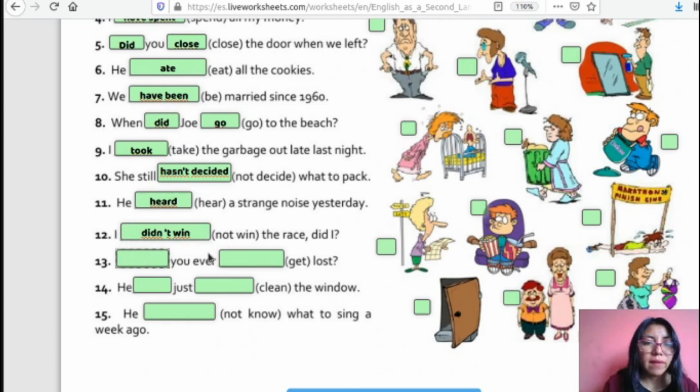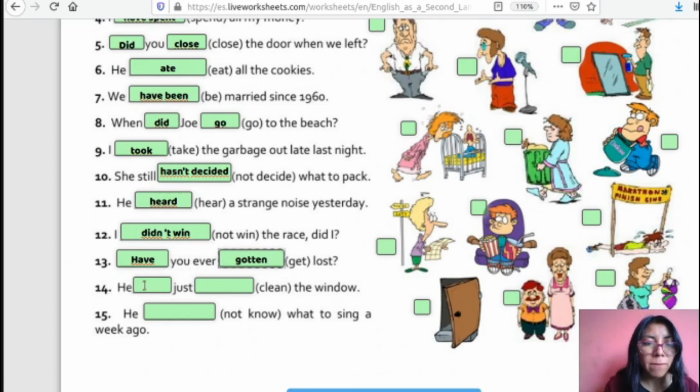In this case you have here an expression, ever, so I am going to use, have you ever gotten lost? Yeah, pay attention here. In this case I am using present perfect because of the expression ever. Ever is an expression that you are always going to find in a present perfect sentence.